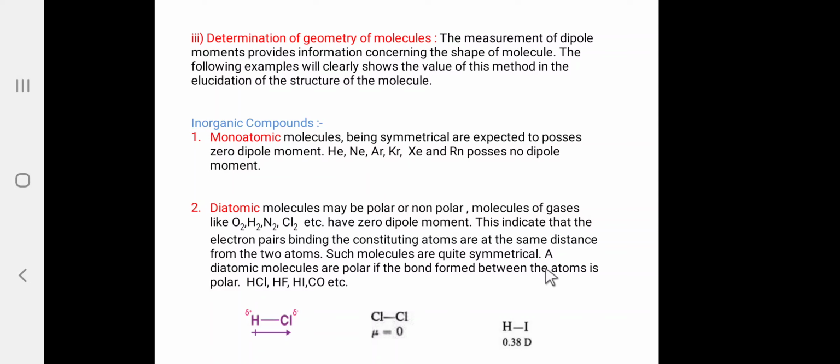Now the heterodiatomic molecules. Here the diatomic molecules are polar if the bond formed between the atoms is polar. Examples: HCl, HF, HI, carbon monoxide. When we consider the case of HCl, chlorine is more electronegative as compared to hydrogen. The shared electron pair is attracted to the chlorine. So the chlorine has the partial negative charge while the hydrogen has the partial positive charge. The bond is a polar bond, and this HCl has a dipole moment. Hydrogen iodide has a dipole moment of 0.38 D. So these are the monoatomic molecules and diatomic molecules.